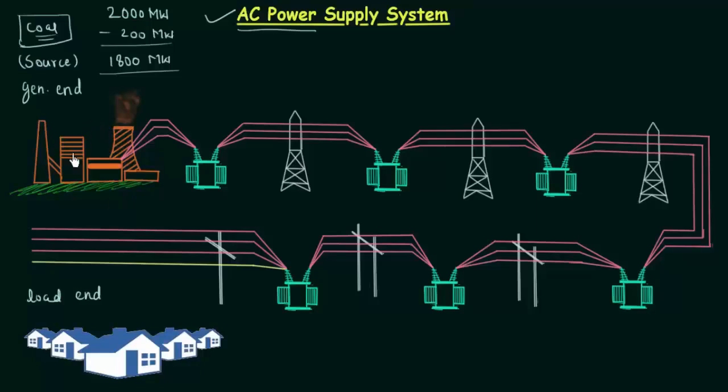So we are constructing the power station near the coal. What if we construct the power station near the load? For example, we construct the power station in Delhi itself. There are a few power plants in Delhi. For example, in Dadri we have a power plant. It is not politically in Delhi, but it is for Delhi NCR loads. So let's try to understand what will happen if we construct the power plant near the load.